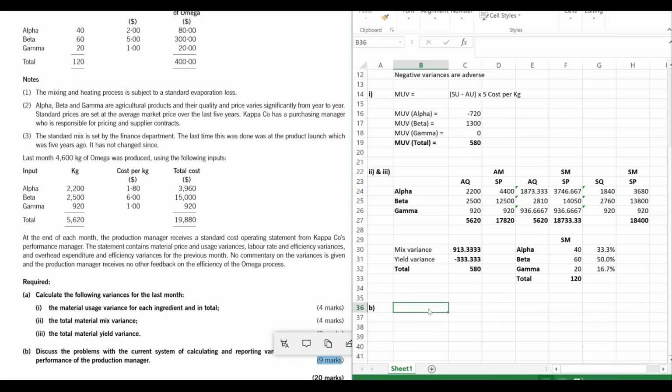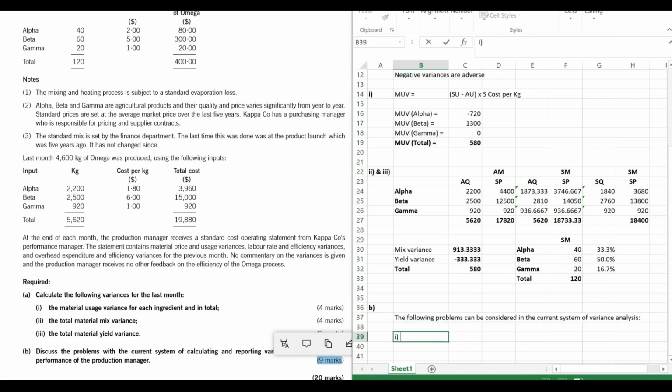Okay, so let's start. It says discuss the problems with the current system of calculating and reporting. Let's start with the problems. Let's just start with a brief introduction. The following problems can be considered in the current system of variance analysis. And then we'll start labeling the problems.